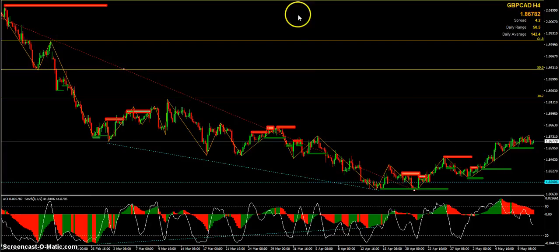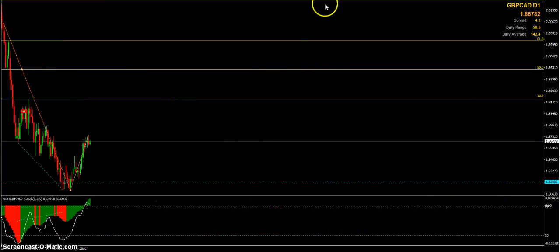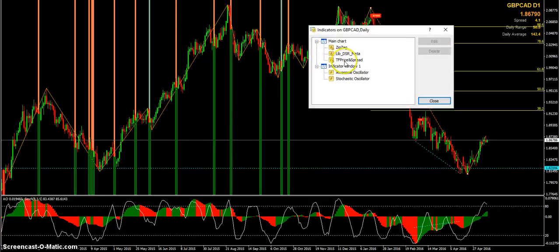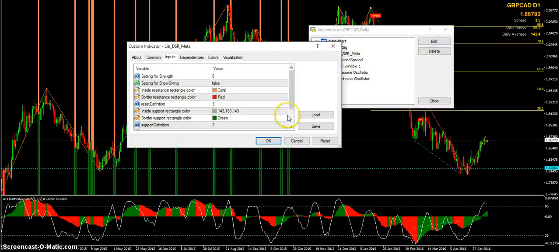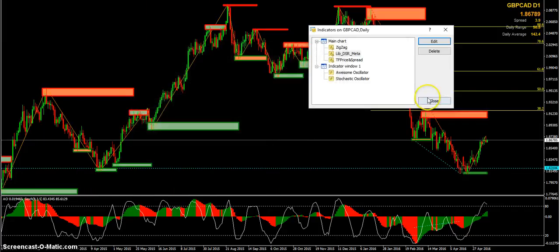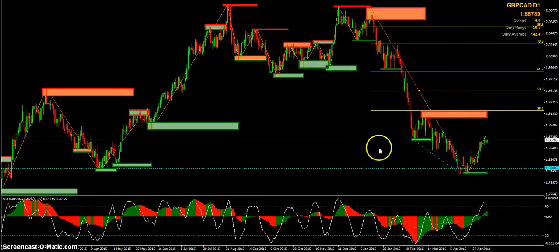The reason why I exited the trade, obviously, you want to look at your higher time frames. Ignore this, because that's now the DSR indicator on the hourly chart. We'll just go ahead and change that back so we can see what's going on. 1440 minutes is equivalent to a 24-hour period. That's why I'm putting in 1440.